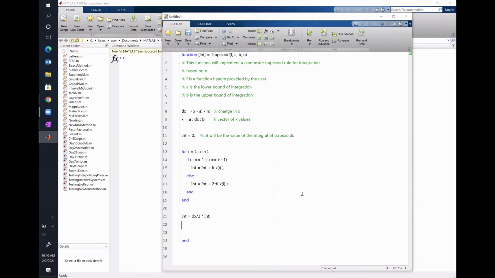So if i is 1 or n plus 1, I'm just multiplying the function value by 1 and adding it to what I've already got. If it's between 1 and n plus 1, like 2 to n, I'm going to multiply my function value by 2 and then add it to what I've already got, and then keep going. Okay? Questions?